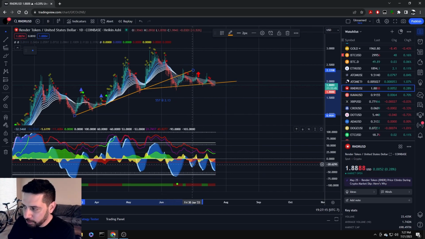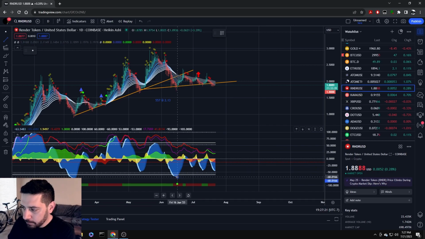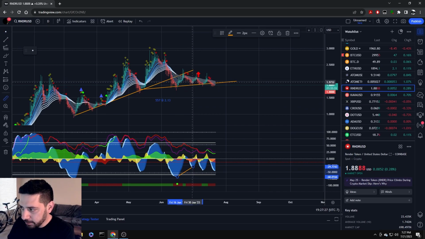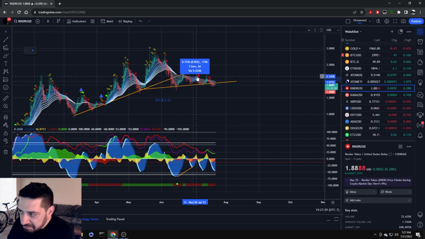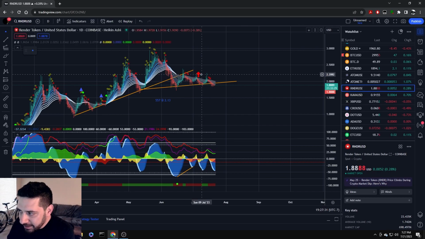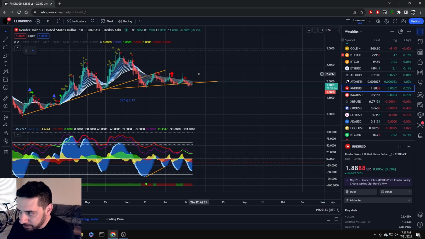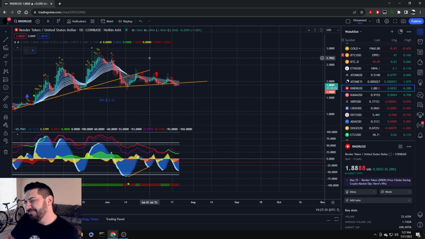But I'm looking for a trigger wave strategy that's worthwhile. With Render, I could have done one here. Jumped in right here and made 8%, 9%, and got out for sure because there's a blood diamond right after that. So the market in crypto is tough right now.